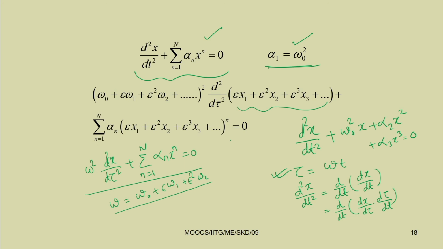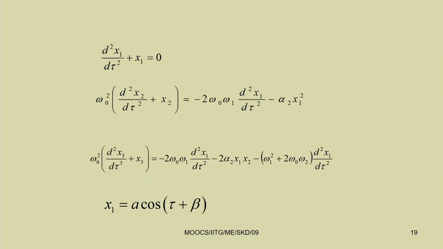So, by substituting these two here, you can write down and collect the order of epsilon. Like in the previous straightforward expansion case, you can collect the order of epsilon, so that you can write d square x 1 by d tau square plus x 1 equal to 0. So, this is the first equation. The solution of this is known to you, that is x 1 you can find, and then order of epsilon square.